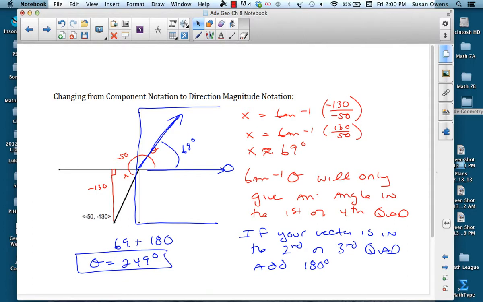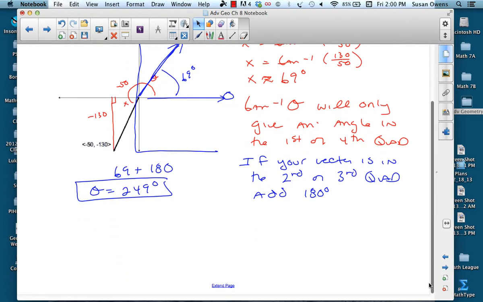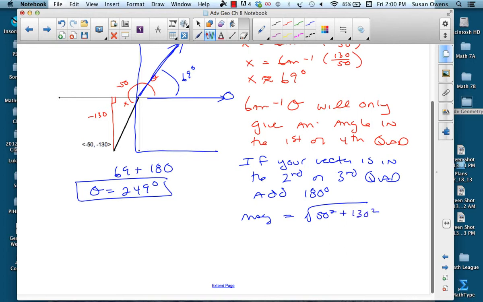How do I find the magnitude? Yeah, you do the Pythagorean theorem. So the magnitude is just the square root of 50 squared plus 130 squared. Again, I make them positive because you're squaring them anyways. So why save yourself some heartache? What is it? 139.28. So 139.3. And we don't know what type of vector it is.